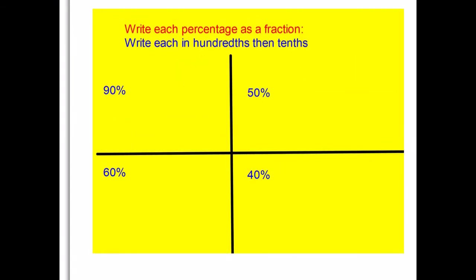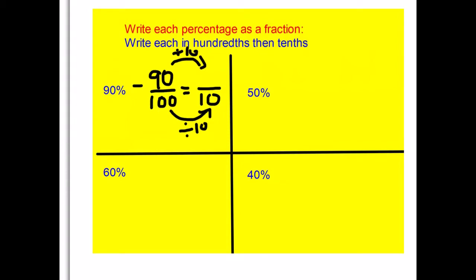On this slide, we have to write each percentage as a fraction. We have to write it in hundredths and then in tenths. So my 90% becomes 90 over 100. Then we have to find a smaller equivalent fraction, so we're putting it into tenths. So to get from 100 to 10, I've divided it by 10. So I have to do the same to the top. I have to divide that also by 10. It can be 9 tenths.